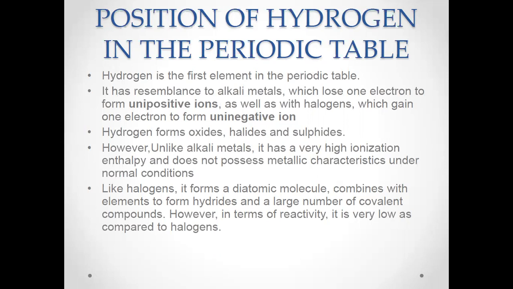Somehow its property resembles halogens also. Halogen means your fluorine family: fluorine, chlorine, bromine, iodine. How? Because when it gains one electron, it forms a uni-negative ion. So I'm going to give you examples of where it forms uni-positive and where it forms uni-negative. When hydrogen reacts with non-metals, or hydrogen donates its electron, it forms a uni-positive ion. Uni means one positive ion.